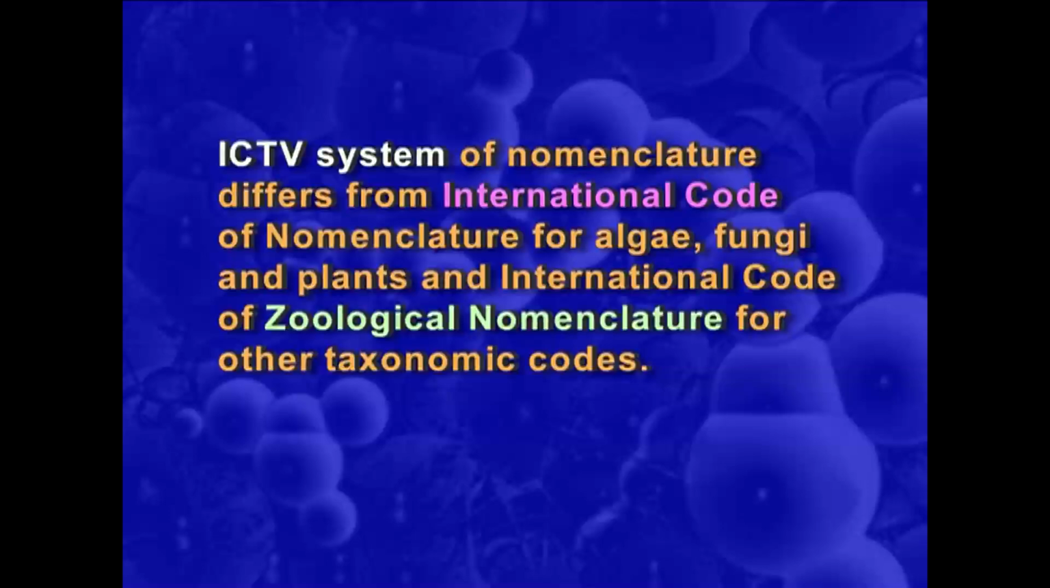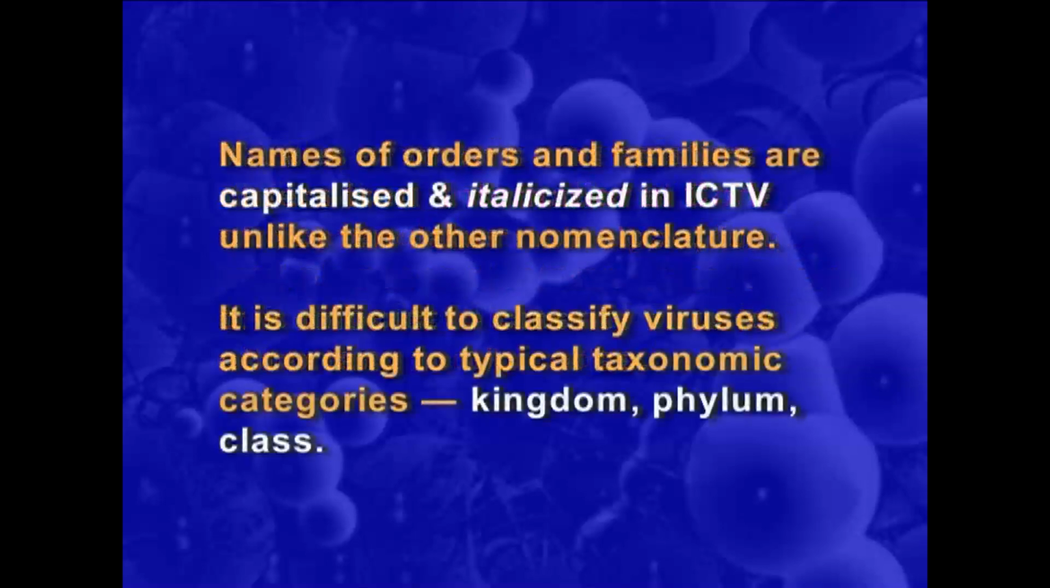Herein, for the first time, we will see that the orders and families were annotated with capital letters and italics, unlike the other systems. Herein, we couldn't classify the viruses at the level of kingdom, phylum or class. The first system of classification was the order.